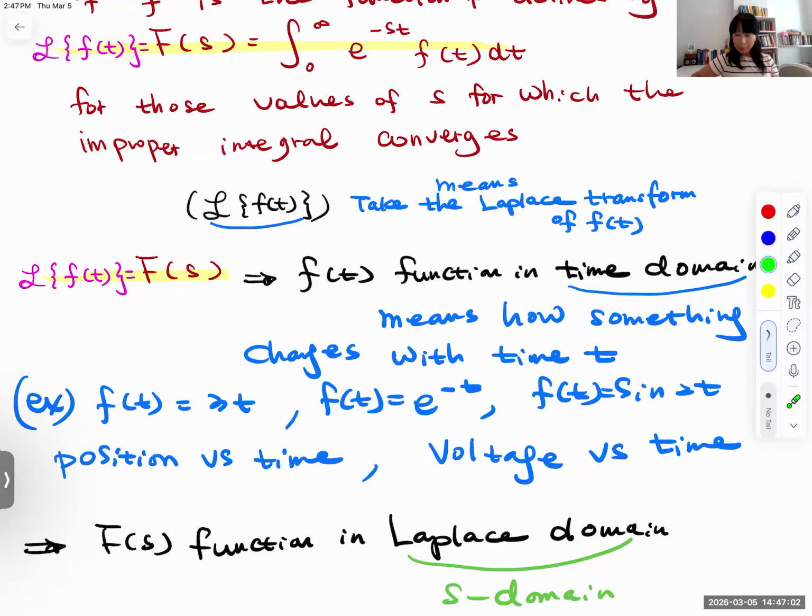Okay, now they are the same because we have an equal sign, right? So this notation is the same as the Laplace transform, the uppercase F of s, right? Then we are using the f of t function in the time domain. So what is a time domain? Because we are using the t, yeah?